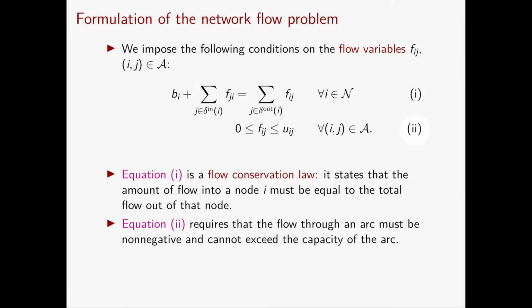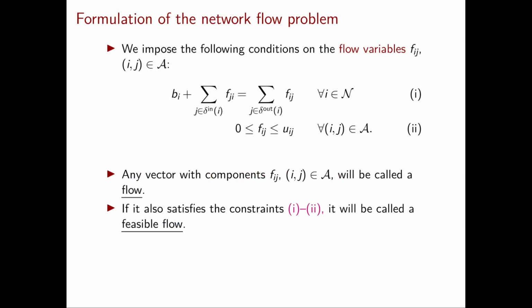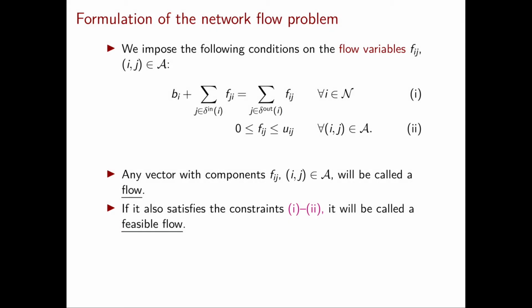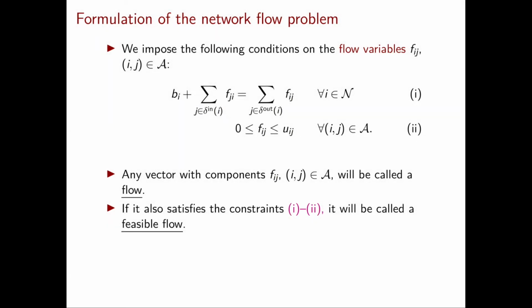Then the second type of constraints is much simpler. These constraints only say that the flow through any arc ij must be non-negative and it cannot exceed the capacity of the arc. Next, we introduce some notation that we're going to use heavily. Every vector with components f_ij for every arc ij of our directed graph will be called a flow. If our flow vector also satisfies the constraints 1 and 2, then it will be called a feasible flow. In particular, in this chapter, a feasible flow will correspond to a feasible solution in the previous chapters.